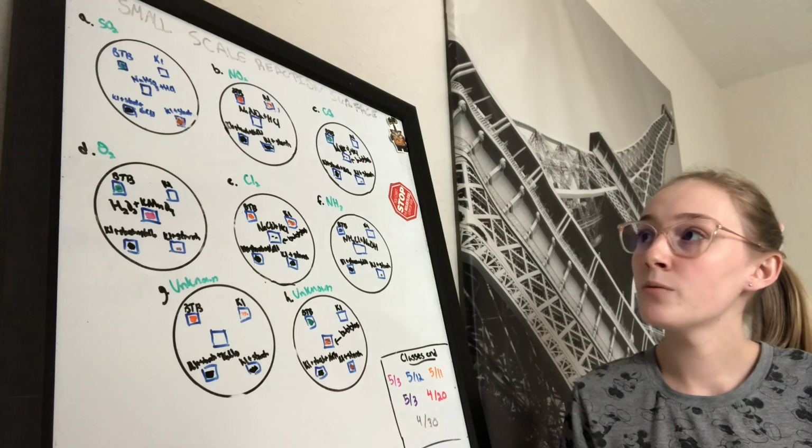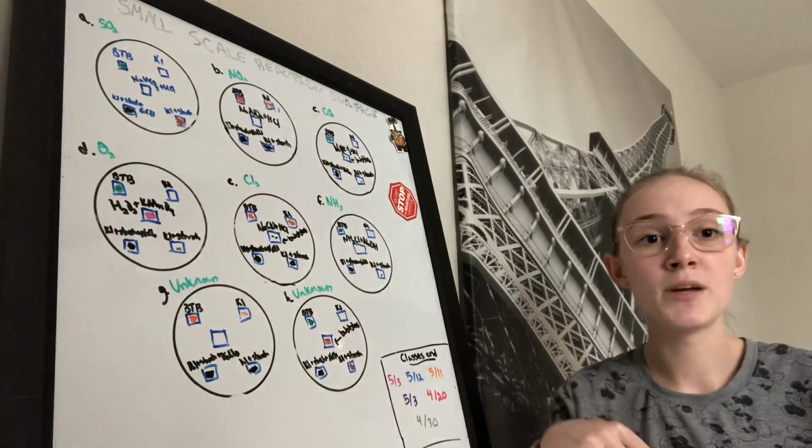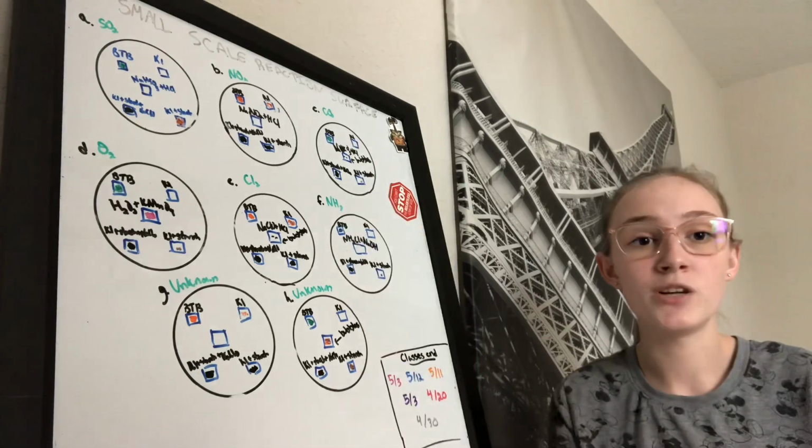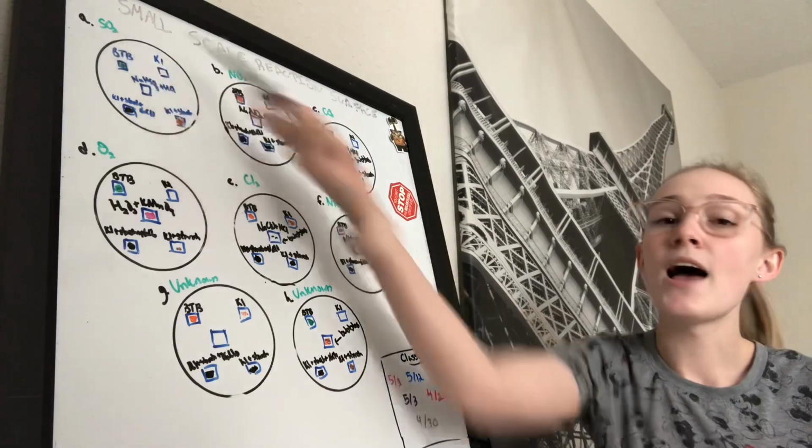So after that incubation, whatever colors have changed helps you know what the identity of it was, and this was SO2.